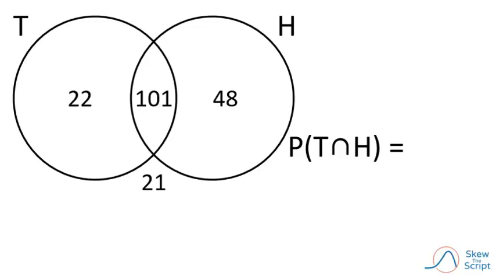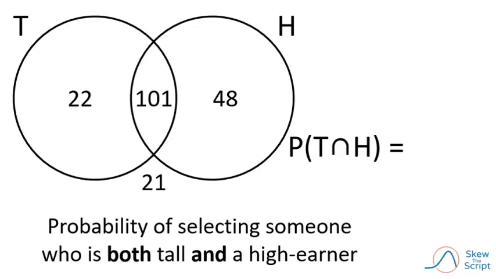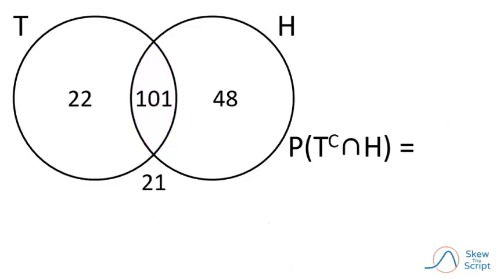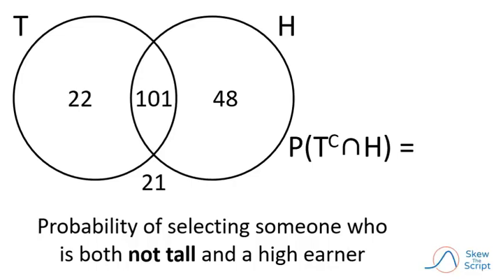Another calculation we could do is this. What is the probability of selecting someone who is both tall and a high earner? So this is the 101 people who are both tall and high earning out of the 192 people total. That gives us a probability of 52.6%. Now let's take a look at this. This is the probability of T complement, or not tall, and high earning. So we can see that the not tall and high earners are 48 profiles out of the 192 people total, or 25%.